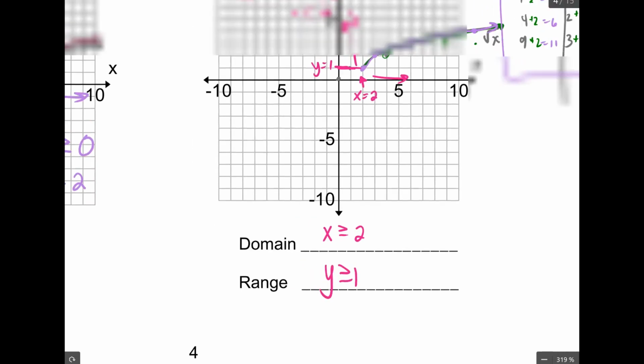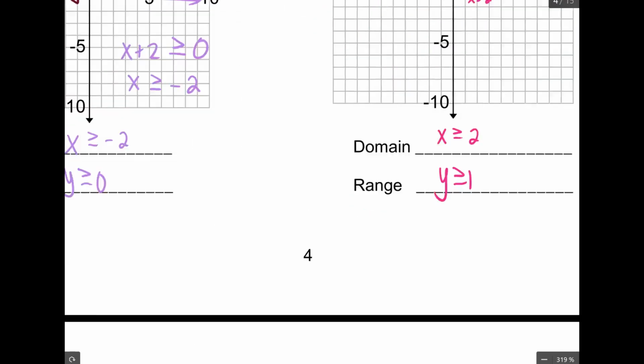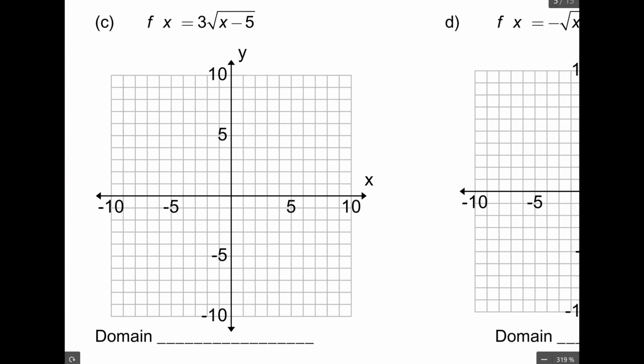You also can look at the graph, see the lowest number. All right, let's try the other ones. So you can go ahead, try parts C and D, and then unpause the video when you're done.